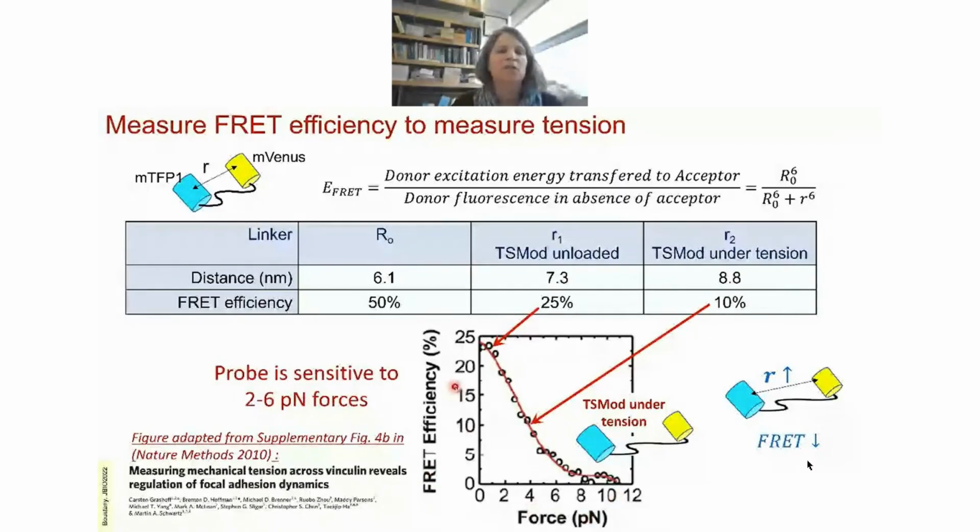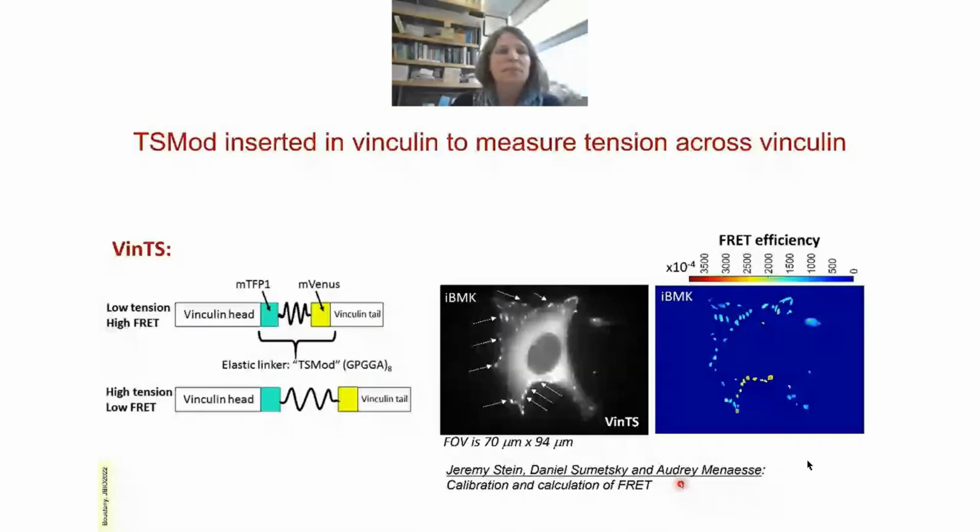And this calibration was undertaken when the paper was first published. And here I'm adapting a figure from that paper where they were plotting FRET efficiency versus force, and you can see that FRET efficiency decreases monotonically in the range of 1 to 6 piconewtons, which is the range of forces we expect to see in these molecules.